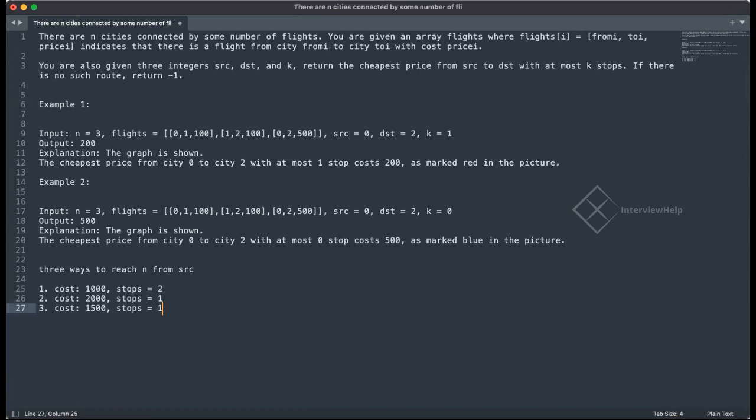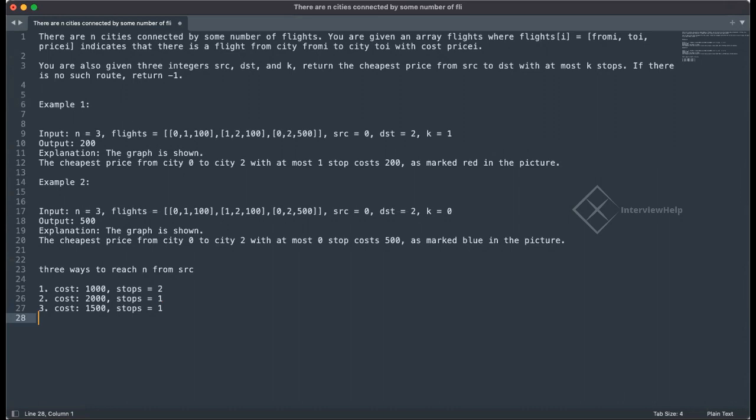Okay, now how about the first way? The first way we have to remember, because the first way is the cheapest way, right? It uses more stops, but it is the cheapest way. So we still want to remember it. So it seems like for every number of stops, we want to remember the cheapest way to reach this node in this number of stops.